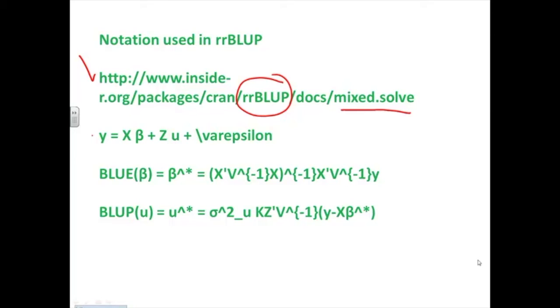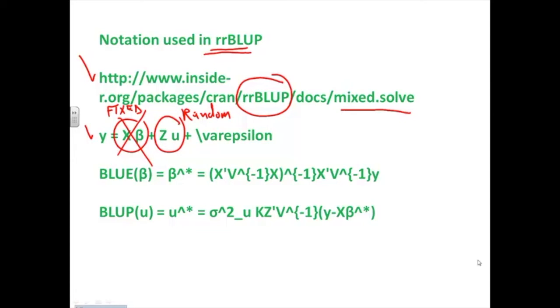Okay, and so the model that mixed solve can create can have both fixed and random effects. Most of the time when people are running ridge regression BLUP for genomic selection, we're not putting in any markers as fixed effects. We're only putting them in as random effects. Okay? But I will give you an example today of how you can put some markers in as a fixed effect if you choose.